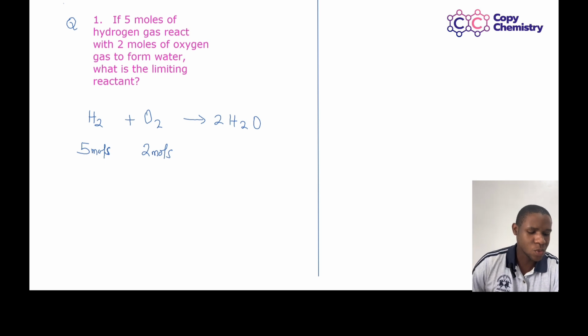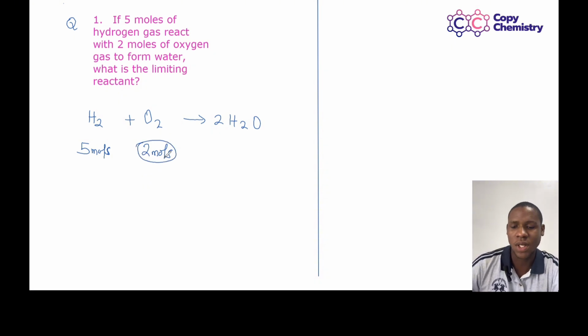Now the question is, what is the limiting reactant? Can we just say that this is smaller and then decide that oxygen is our limiting reactant? It doesn't always work that way. So this is what you do instead. You get what we call a ratio. But for you to do this, you must make sure that your equation is balanced.